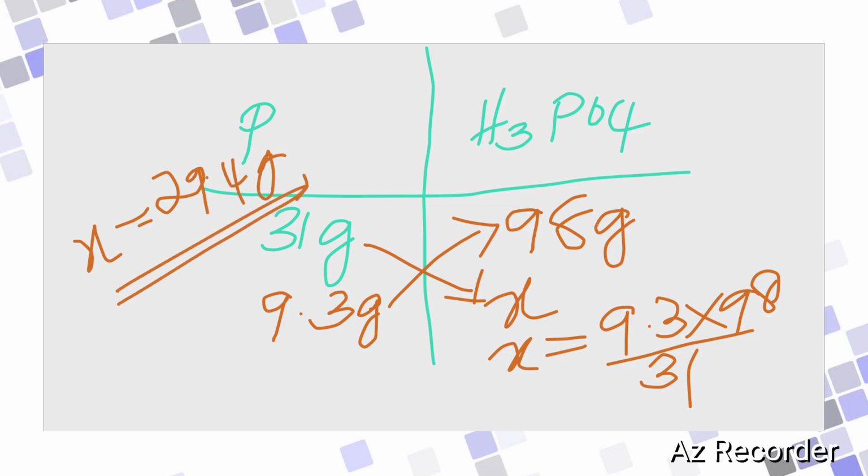That means when 9.3 grams of phosphorus is taken, you will get 29.4 grams of phosphoric acid.